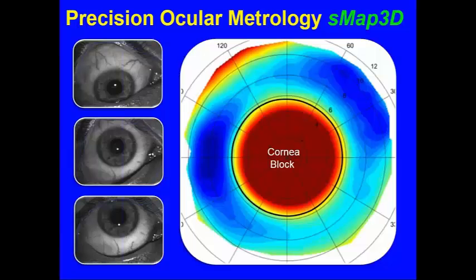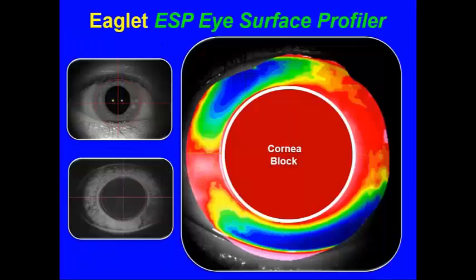One, the precision ocular metrology SMAP 3D instrument that allows us to image the patient in 3 different areas of gaze. It stitches the 3 images together and provides us with a height map of the sclera. Where the lighter blues are peripherally is where the cornea, or I should say sclera, is the highest, and where the darker blue lies is where it is the lowest.